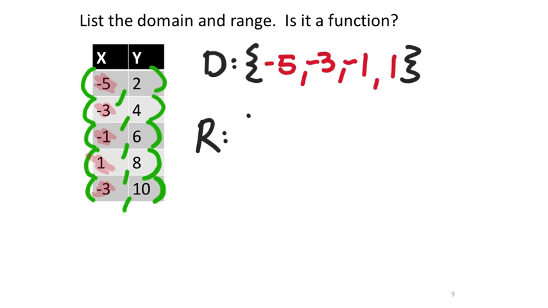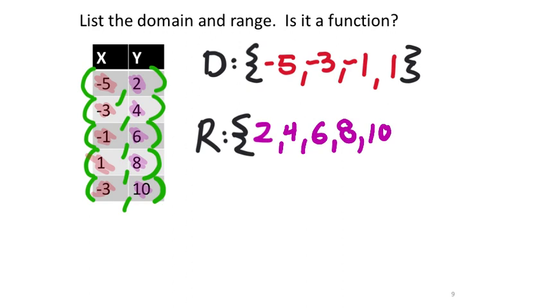So let's list the range, and again, this is just the y values. Let's give ourselves some fancy brackets. And so the lowest y value in here is 2. That's good. So I'll list it. And then 4, then 6, 8, and 10. So this one was nice. Went in order downwards from least to greatest. 2, 4, 6, 8, and then 10. And now that I got that, I can close my fancy brackets.